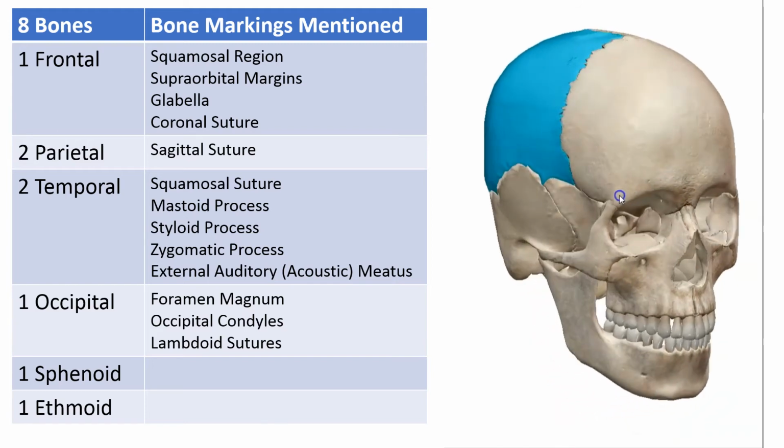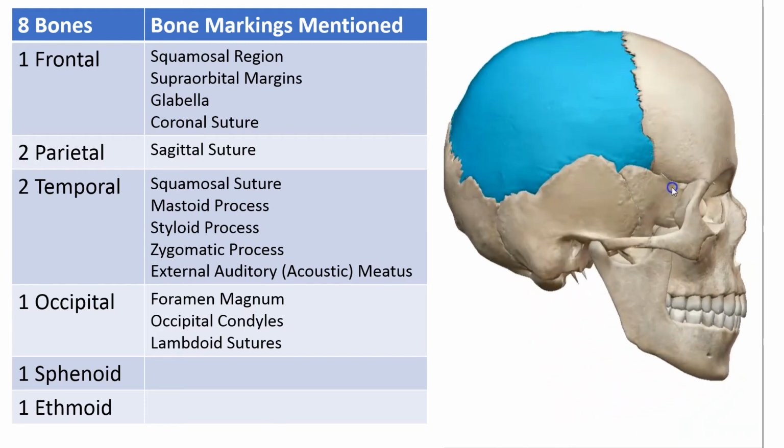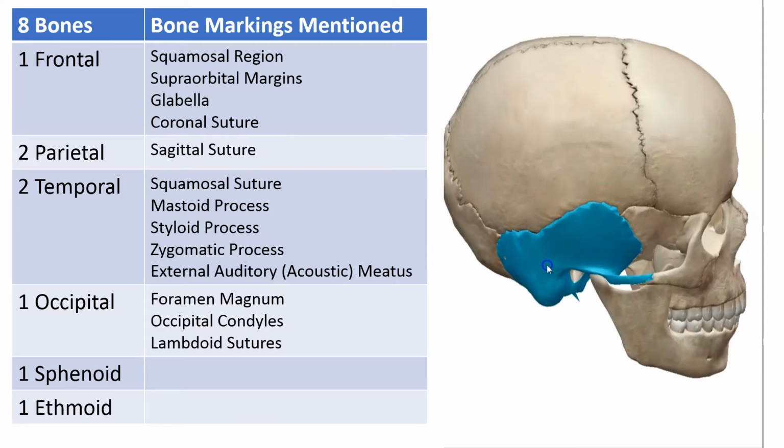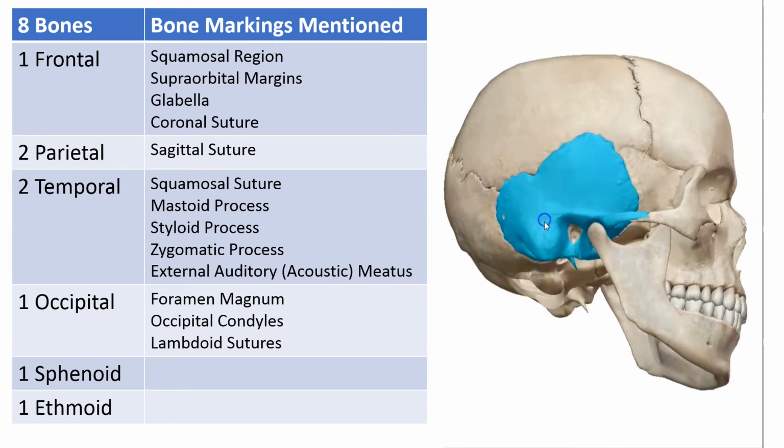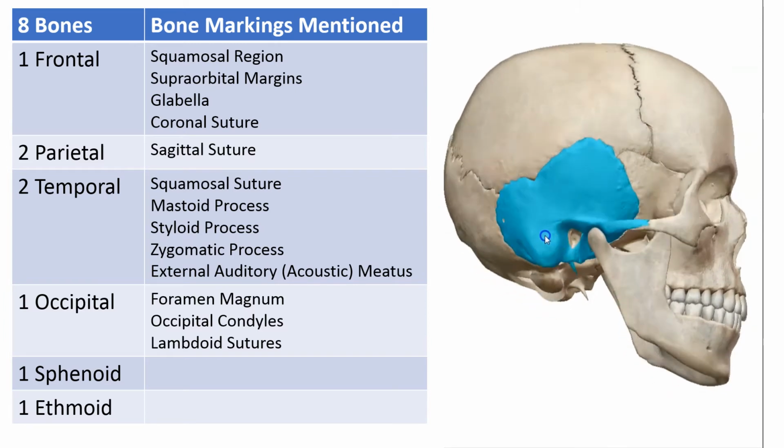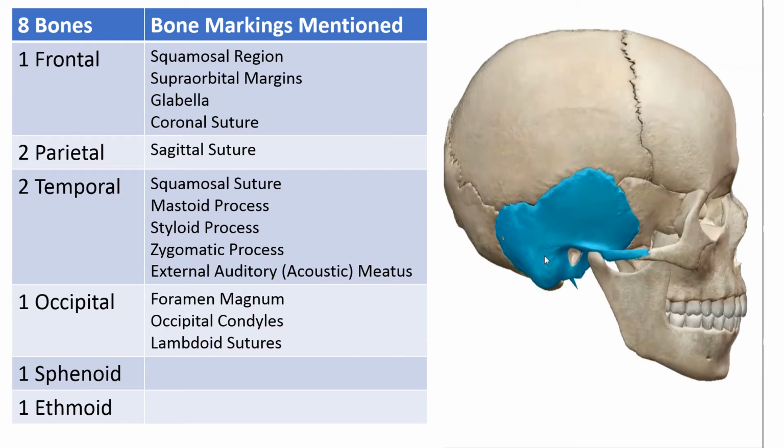Inferior to the parietal bones is another important bone called the temporal bone, and there are 2 of these, one on each side of the skull. The temporal bone protects the temporal lobes from harm and damage. Some of the markings that you should know for the temporal bone include this large bony projection, let me move the skull a little bit so you can see it better. This large bony projection is called the mastoid process, and it's an anchor point for head and neck muscles.